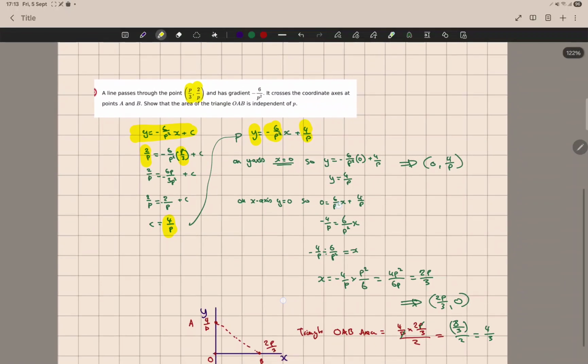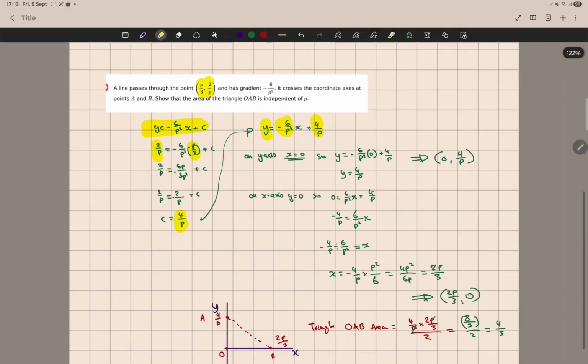Then I can try to look for points where this crosses the x and y axes. It says it crosses the coordinate axes here. On the y-axis, all x coordinates have a 0 value. So I can substitute an x value of 0 where that takes place. And this just means that this part is just going to disappear. And I'm going to end up with just y is equal to 4 over p. So my coordinate there is going to be 0, 4 over p, which is this one here.